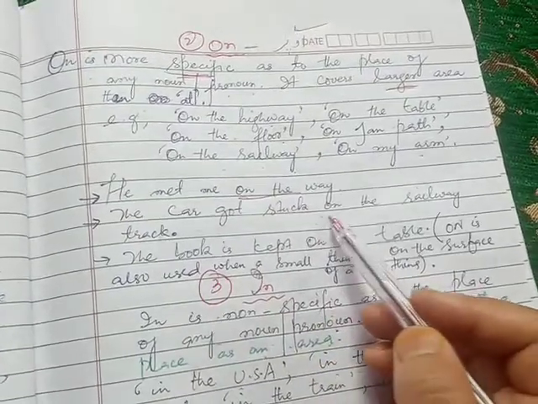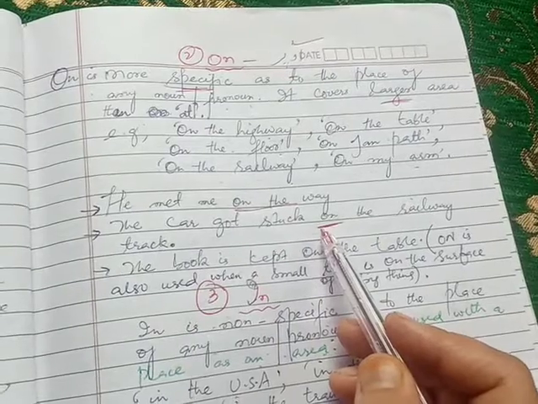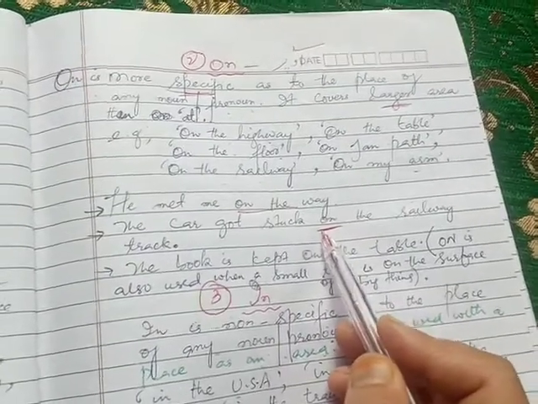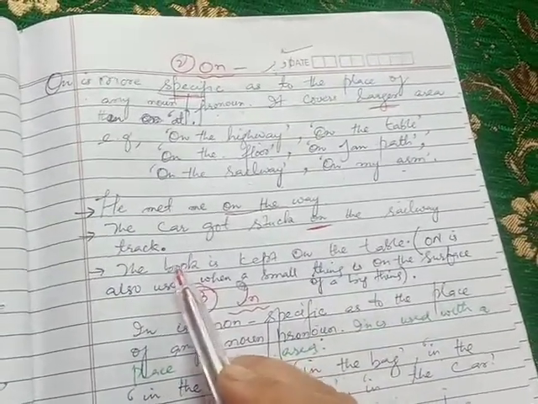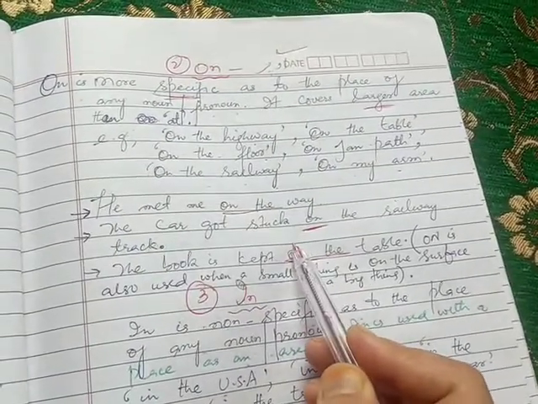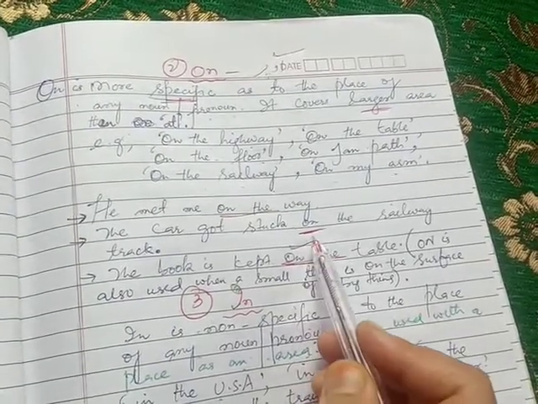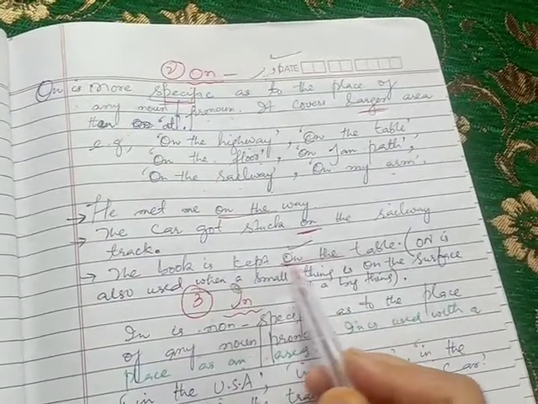The car got stuck on the railway track, because I told you that on is more specific as to the place of any noun or pronoun. The book is kept on the table, because I told you another use of on: it is used when a small thing is placed on the surface of a big thing. That's why I used on here.